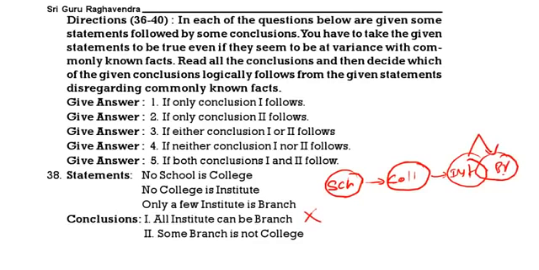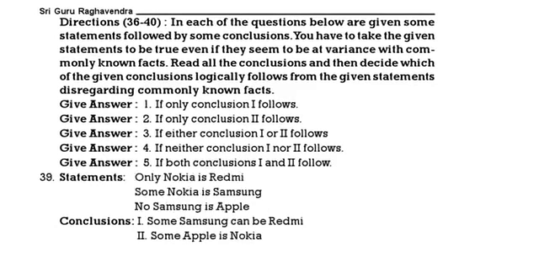Here what is given? Some branch is not college. No institute is college. Inside institute there is some part of branch. So some branch is not college. Definitely follows. Next question.